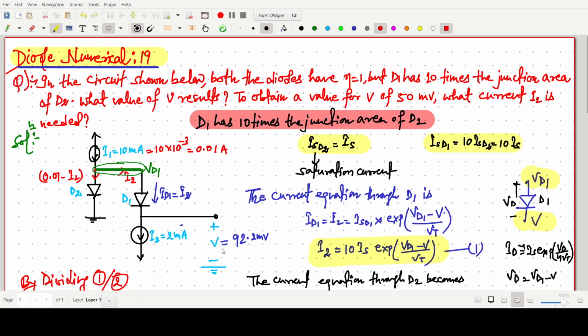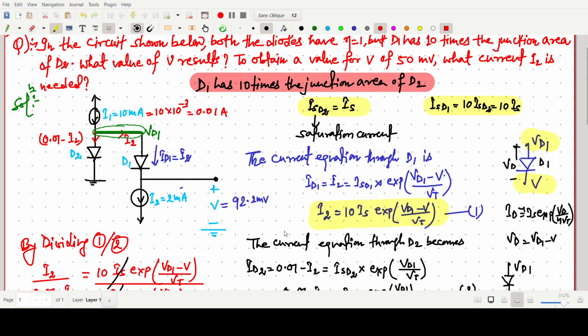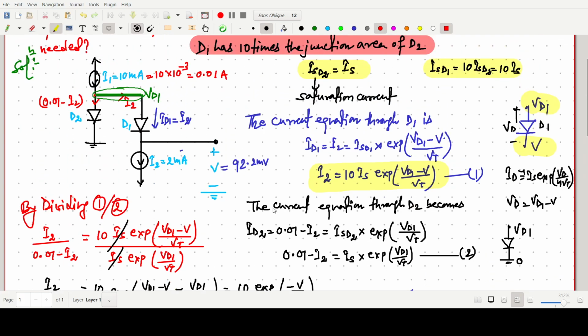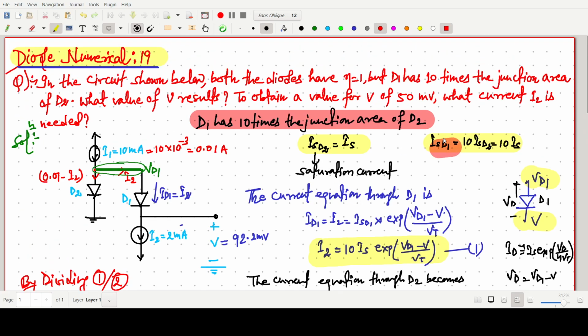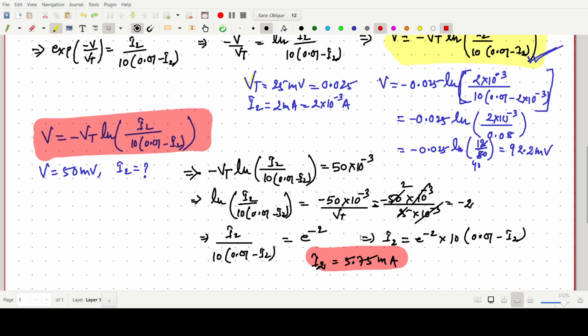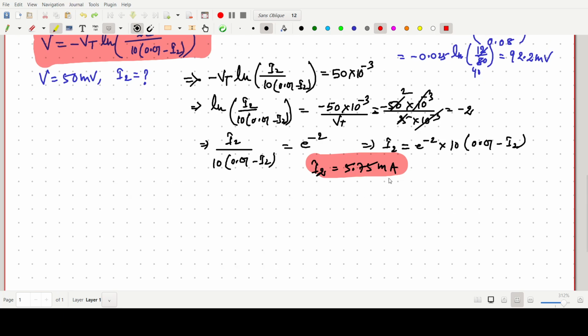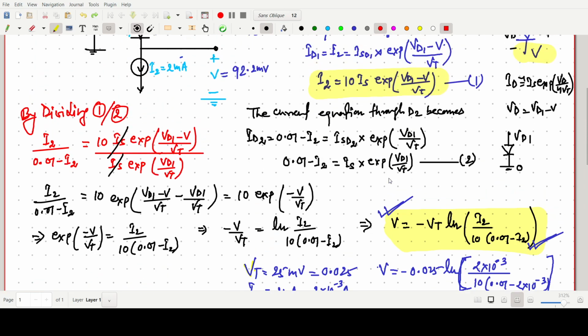So in the first part we found for I2 of 2 milliampere, the V value will be 92.2 millivolt. Now we have the expression between V and I2. V and I2 expression we have found. So we can find the value of I2. So for V of 50 millivolt, the I2 will be 5.75 milliampere. So this is all about this question.